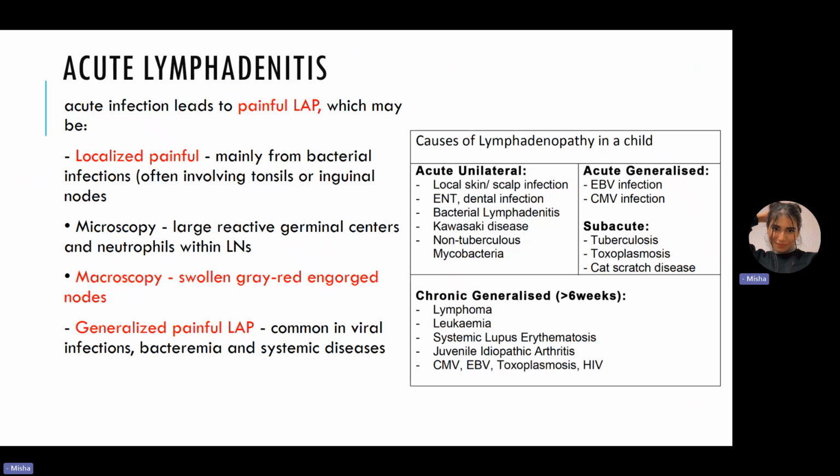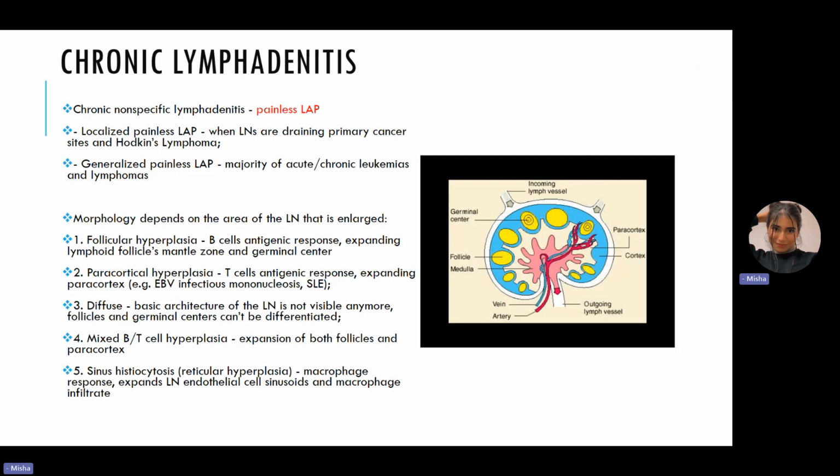Okay, then we can talk about chronic lymphadenitis, in which we can again see lymphadenopathies. Now, these are normally painless lymphadenopathies with three possibilities. So there can be three different differential diagnoses. Either it can be chronic inflammation, for example, in an autoimmune disease, it can be due to a metastatic carcinoma, okay, or it can be lymphomas, like malignancies. So they can be localized painless lymphadenopathy, or generalized painless lymphadenopathy.